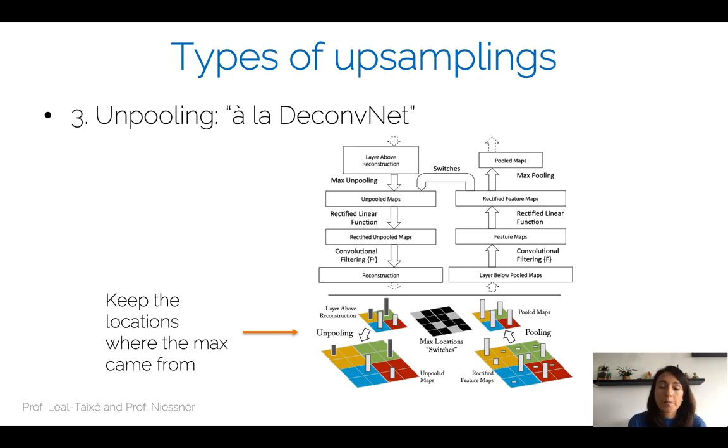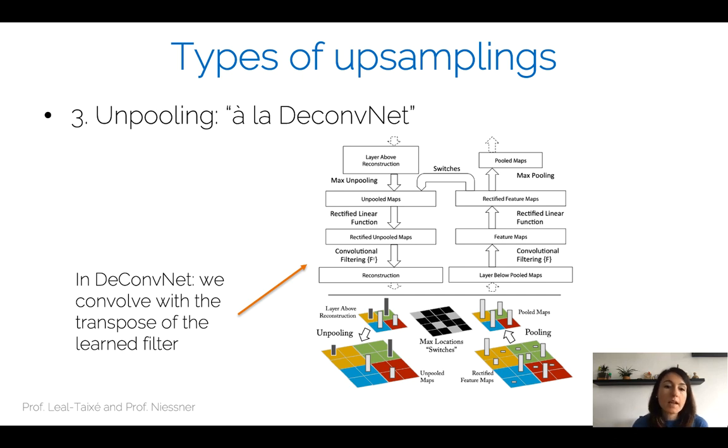And there is a third way, which is actually unpooling a la DeconvNet. So if you remember what the DeconvNet did to perform the unpooling, it kept the locations where the maximum came from the pooling operation. So once we do the max pool operation, we have these four maximums, which are going to be passed to the next level, to the pooled map. And these four locations are the ones that are going to be saved here in these max location switches and are going to be used later for the unpooling operation to know where to place your values. And the rest of the map is kept at zero. So this is also something that you can do, right? You can do the pooling operation, save the locations, and do the unpooling by keeping the locations where the maximum came from.